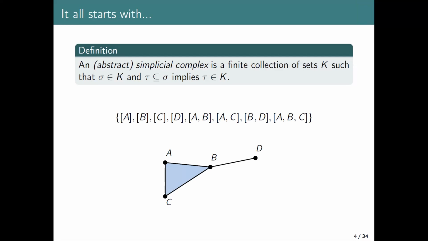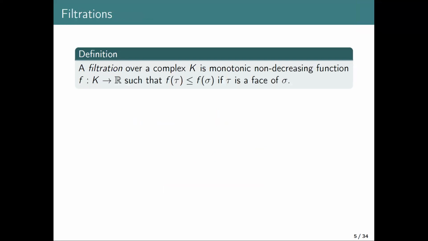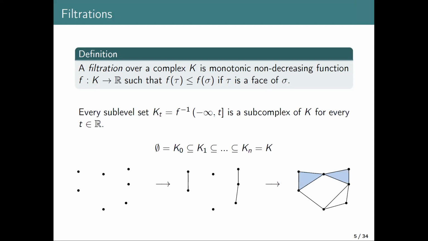Great. The other tool that we have is that we need to have a filtration on top of our complex, which is a monotonic non-decreasing function over the simplices, such that the filtration value of a face is less or equal than the filtration value of its cofaces. And if we have these settings, then you can easily realize that each sublevel set of this filtration is indeed a subcomplex. This gives rise to a nested family of subcomplexes, where you start from the empty set and then go all the way up to your full complex.